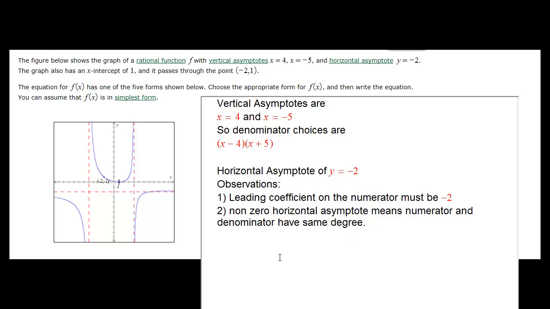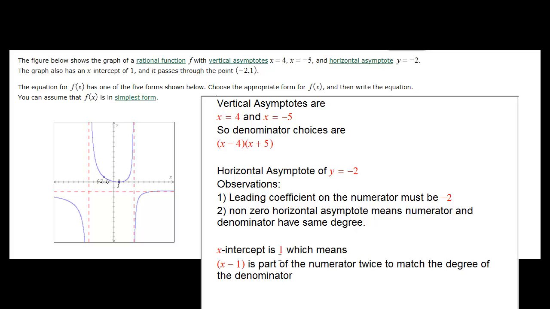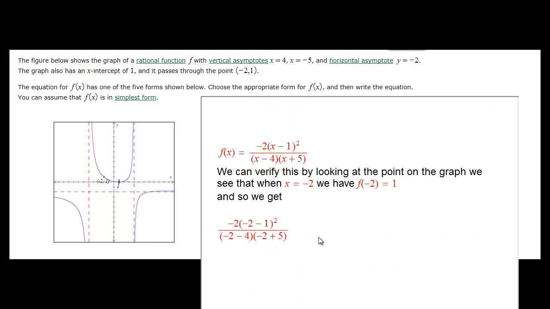So in our case, we have that x equals 1 is our intercept, which means that x minus 1 is our numerator. And since it should have the same degree as the denominator, it must appear twice because there are no other x-intercepts. And so what should be our function, at least a possible value for the function? We have f of x must have -2 leading coefficient. x minus 1 bracket squared should be our numerator. x minus 4, x plus 5 should be our denominator.